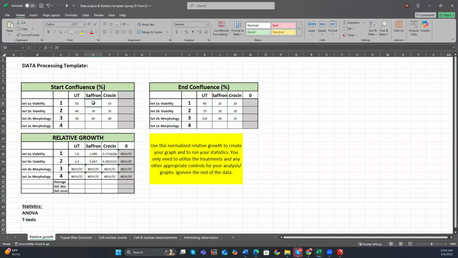Because for each cell, it's going to be its own thing. Each time it's the end confluence of that particular type divided by the start confluence of that plate. That's the way you do it. And then you can make sure all those numbers are correct by dragging them over and down. So that's going to be your first set.